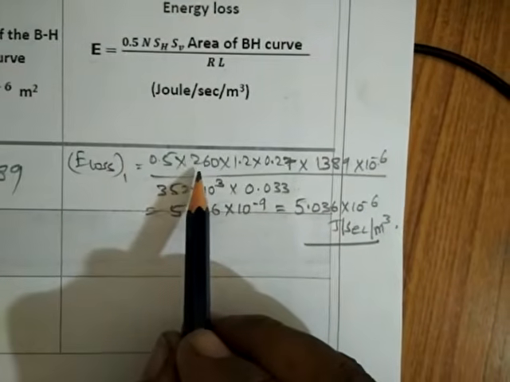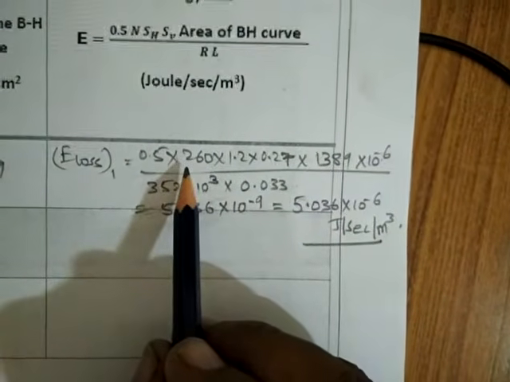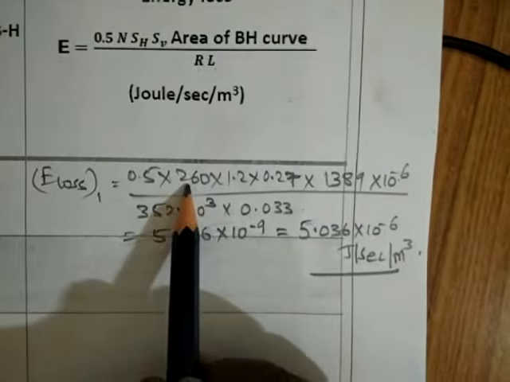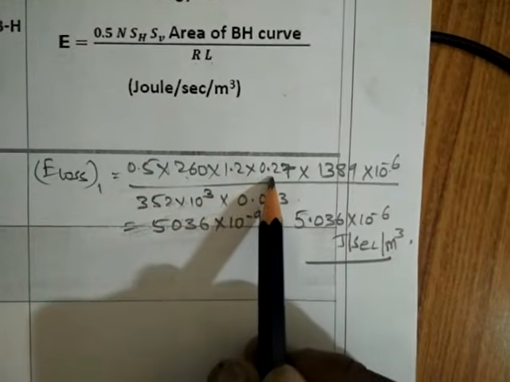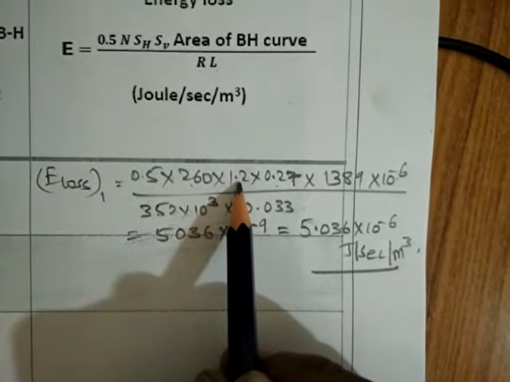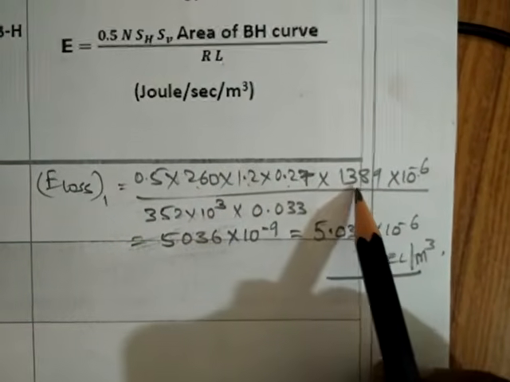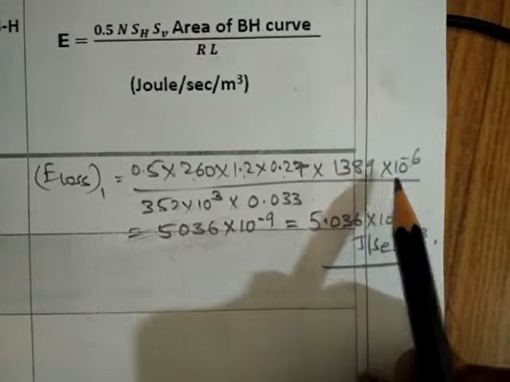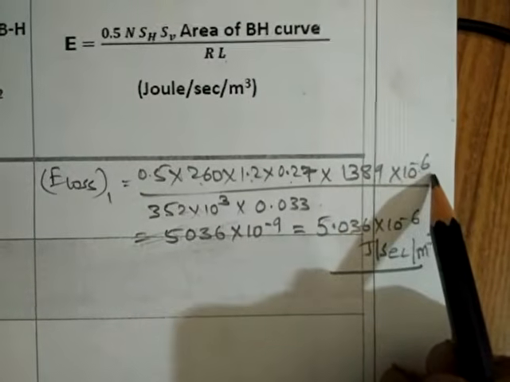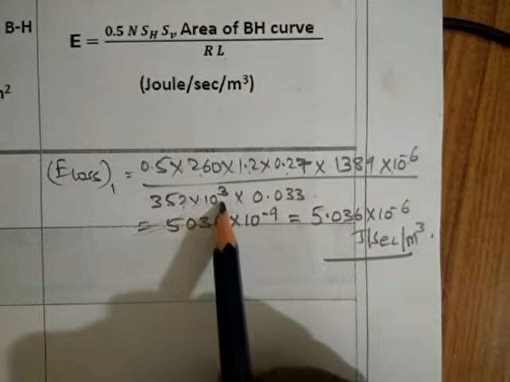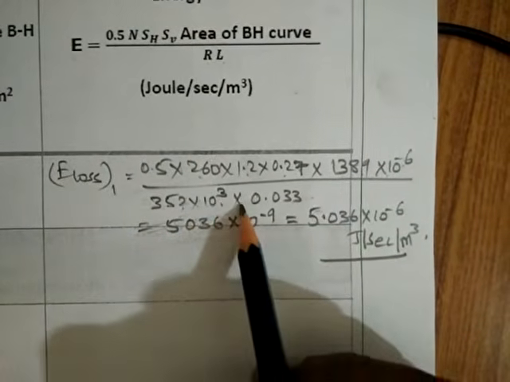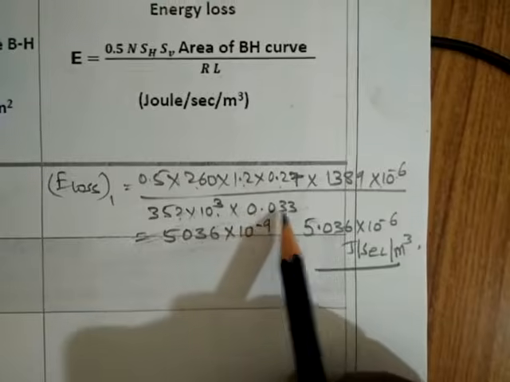Substituting the value of N, the number of turns for the specimen, that is 260, the horizontal sensitivity is 0.27, the vertical sensitivity is 1.2, and the area of the loop 1389 into 10 power minus 6 meter square, divided by the resistance of the coil 352 into 10 power 3 ohms, into the length of the coil, which is 0.033 meters.